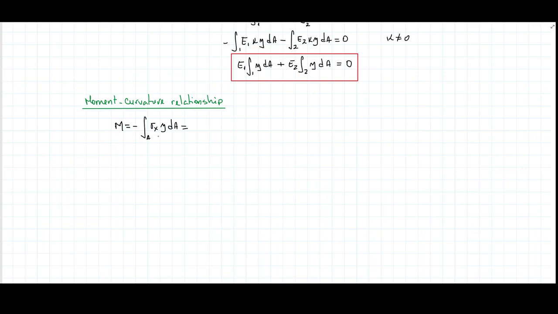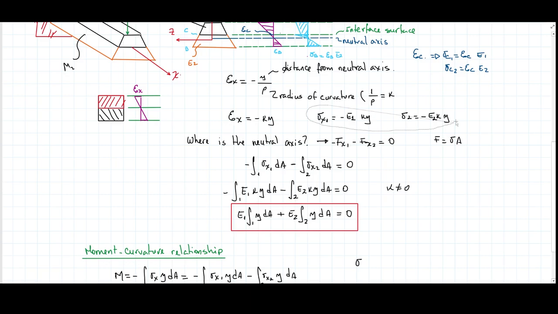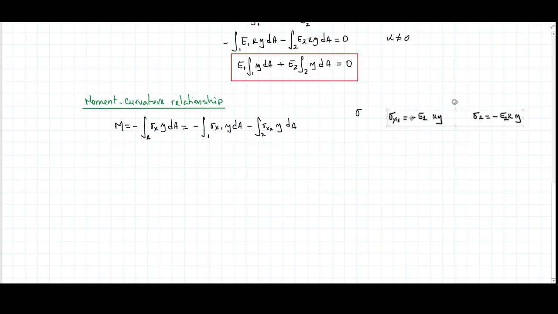Okay, so this is for one material. But now if we're in the presence of a composite beam with two materials in it, you just need to split this into the number of materials you're using. So this could be split into material one, where we're going to have stress one, plus the stress developed in the second material. And again, as mentioned at the bottom here, these stresses I could bring in and substitute them in here.